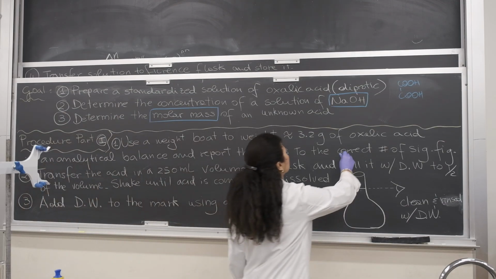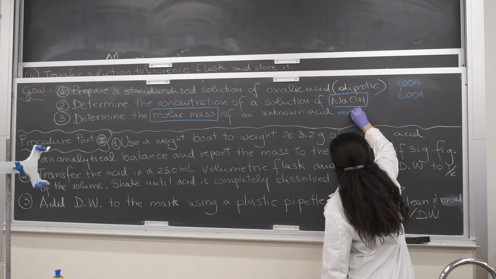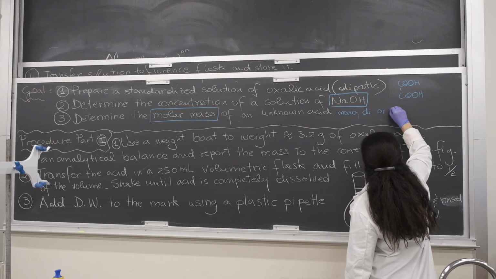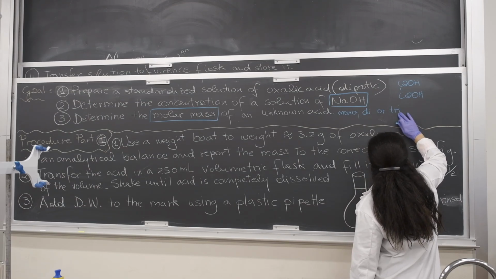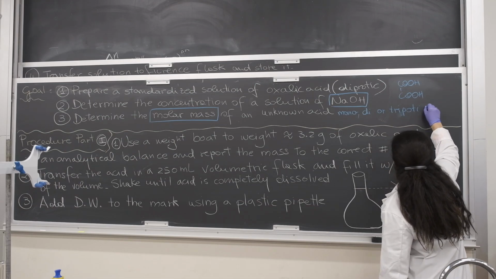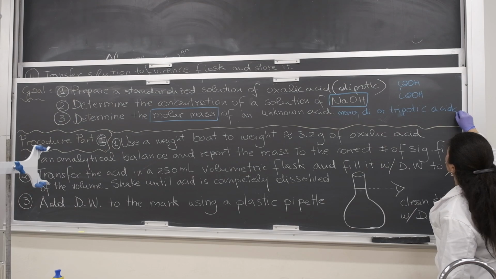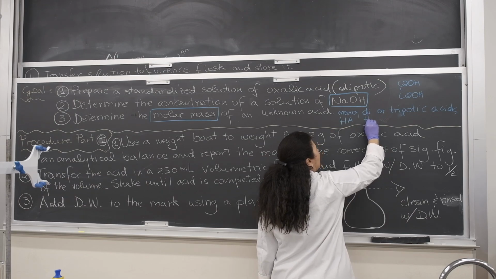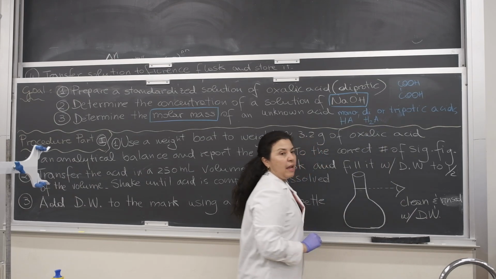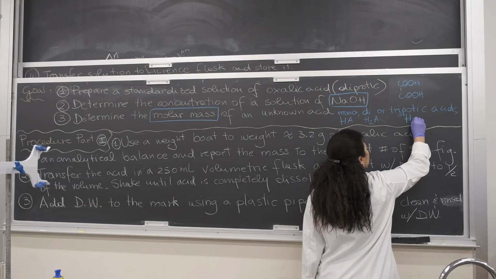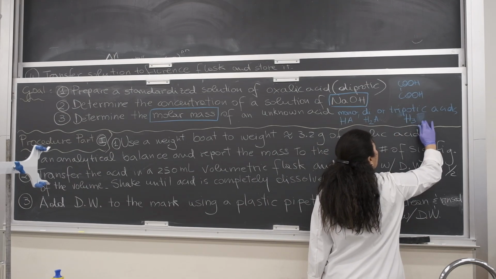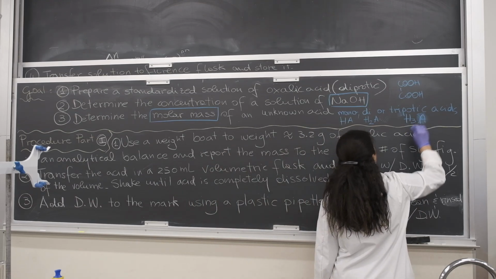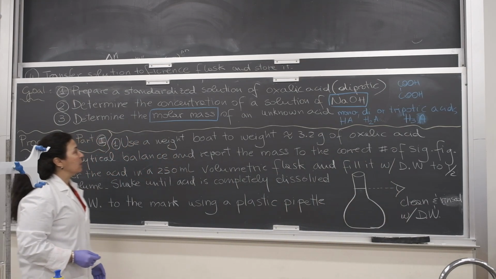And the unknowns can be mono, di, or triprotic acids. So mono means HA, di means two protons that can be titrated, triprotic is three protons that can be titrated. Okay, actually I'm just falling off with A. So that's what mono, di, and triprotic means.